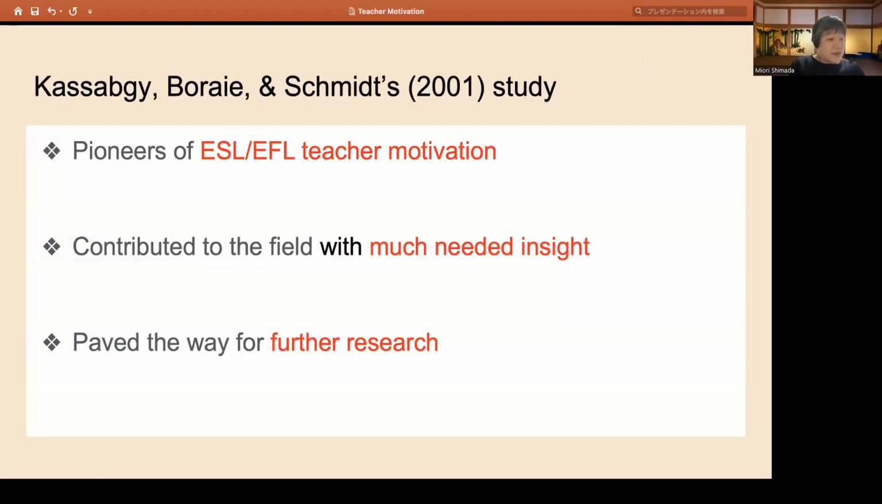Here are the definitions of job satisfaction for the purposes of this study. We support the interpretation of Pennington, 1991.